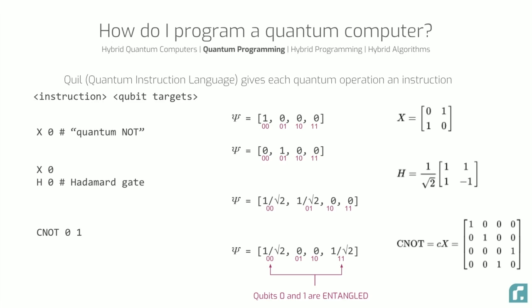This state says that half the time both qubits are 0, and half the time both qubits are 1. But what I do know is that they're always the same. If I look at any qubit separately, it looks like an unbiased coin. But if I look at them together, I know they're always the same. And this is what entanglement means.